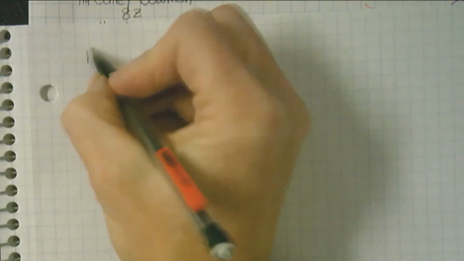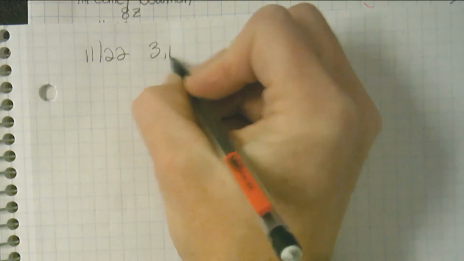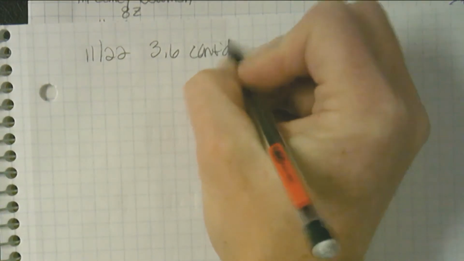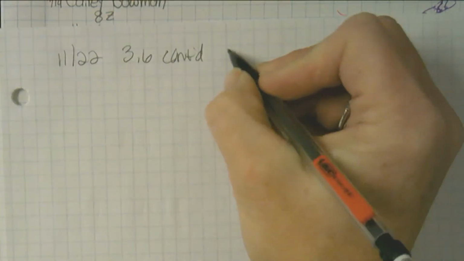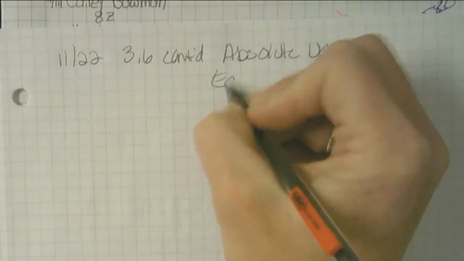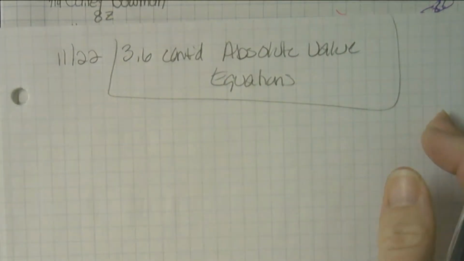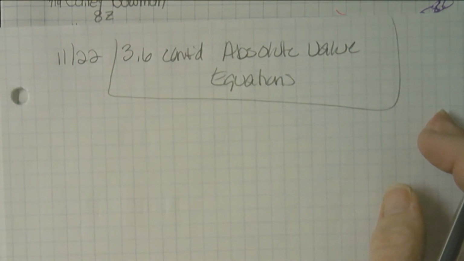Okay, so today is the 22nd. We are still in 3.6, so 3.6 continued. All right, and we're still talking about absolute value equations. We're going to keep inequalities for next week. So absolute value, I don't have a recycle. Just throw it away.